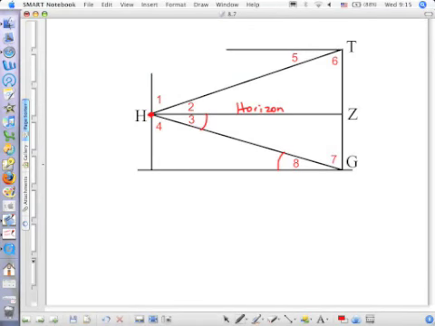Up and they see each other and they wave and they give each other air high fives. All right? But 3 and 8 are equal to each other. But 8 is called an angle of what? Elevation.